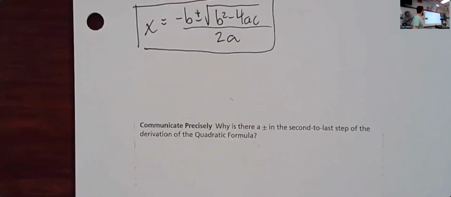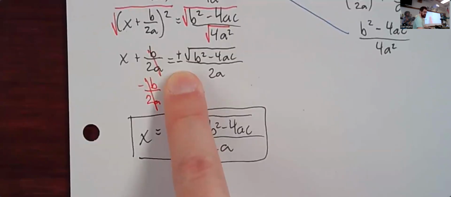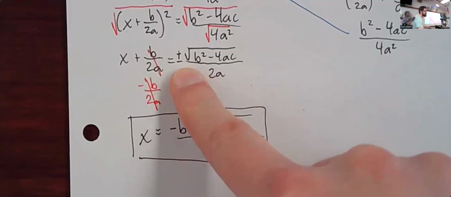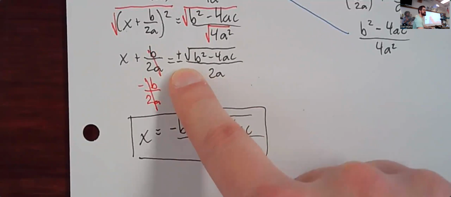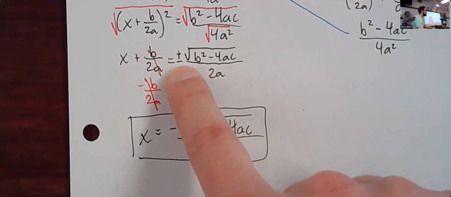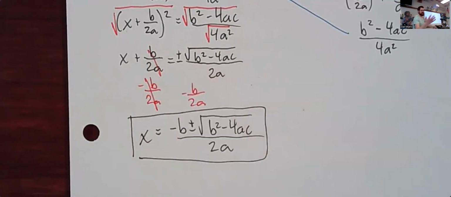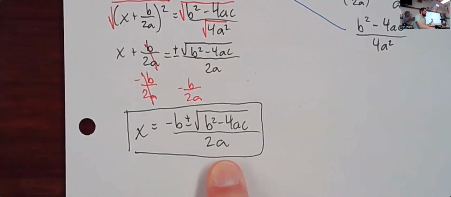So this question here at the bottom of the warm-up should hopefully be a pretty straightforward question. Why is there a plus minus in the second to last step for deriving this formula? Deriving just means coming up with. So why is there plus minus here? Because we're square rooting, exactly. When you square root something, there's a positive and a negative root. Yeah, cool. So let's start using this again.